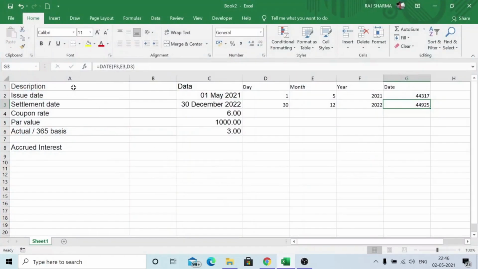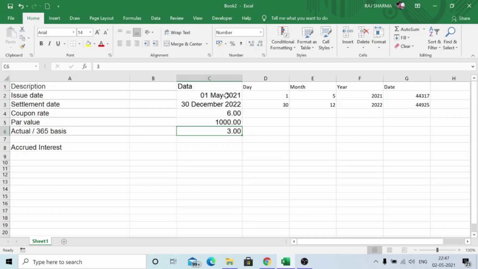Assume we have taken this data. The issue date of a bond is 1st May 2021. Settlement date is 30th December 2022. Coupon rate we have taken as 6%. Par value is 1000, and as we have previously discussed, par value is equal to the face value of the bond, meaning the bond is issued at this price. And here the day count convention, we have taken actual by 365. For that we need to choose 3. When we use the formula, I will brief you more about this.